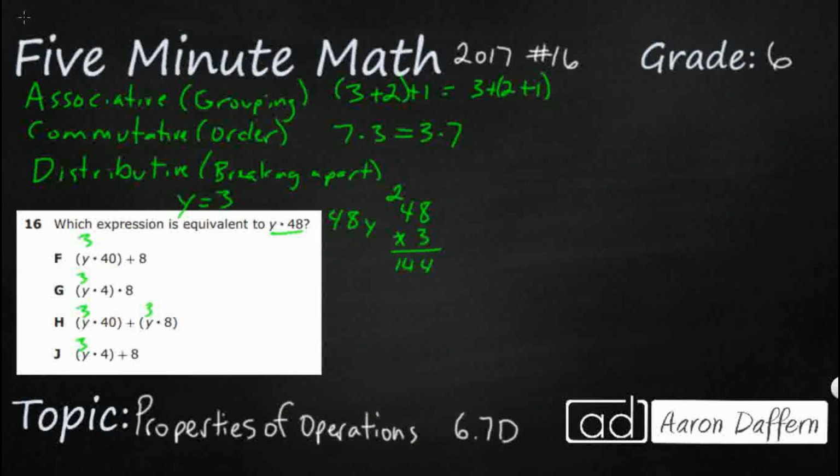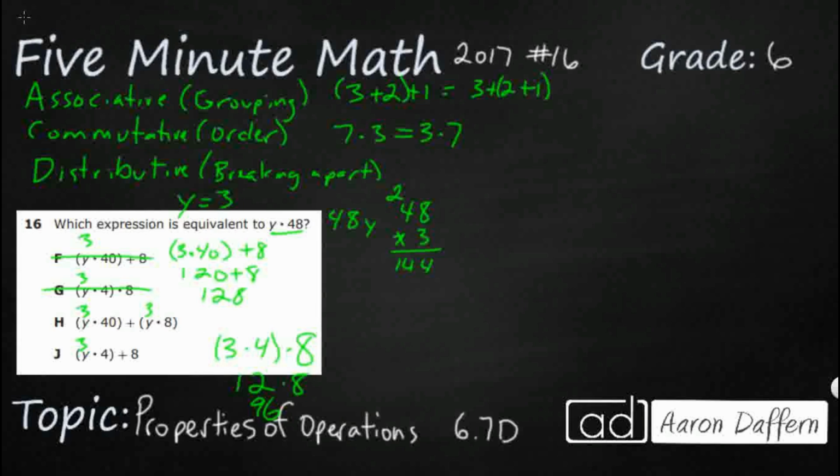So we have f. This is 3 times 40 plus 8. 3 times 40 is 120, plus 8, so that makes 128. So that is not going to be it. And then this g is even a little bit sillier. It's going to be 3 times 4, and then times 8. 3 times 4 is 12, 12 times 8 makes 96. So this g is not going to work either.